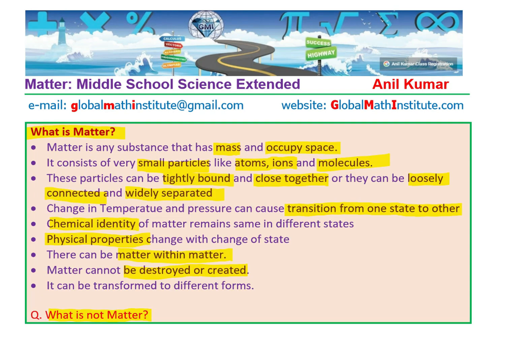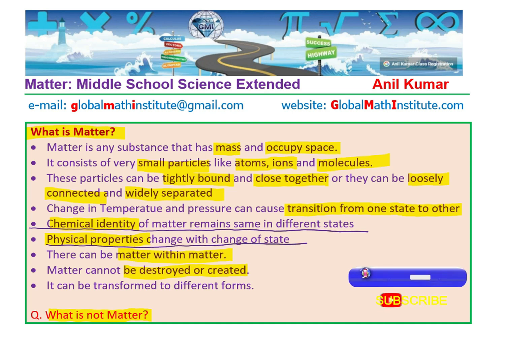So we say chemical identity of a matter remains in different states. So when there are different states, chemical property remains same. However, physical properties change with change in state. Now you get the idea.